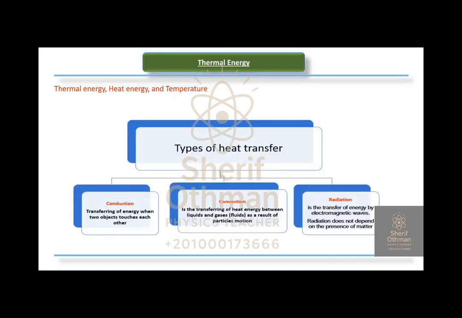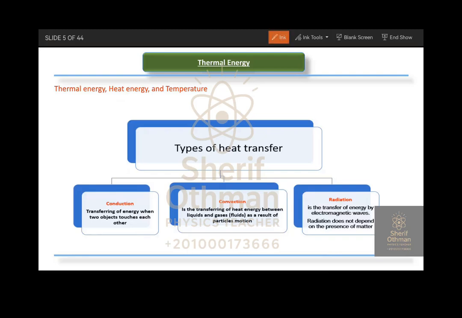Types of heat transfer, guys. We have three types of heat transfer. The first one is conduction. The second one is convection. The third one is radiation. What is the meaning of conduction, guys?